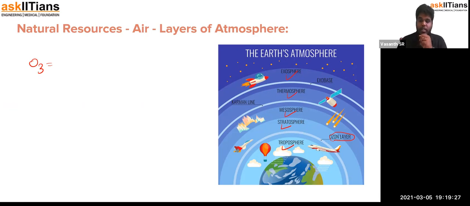So the distance between the Earth and the layers varies from one to another. Based on that, the temperature also varies, the composition varies, and the density of the air varies. So there will be a lot of differences. Okay, this is about the layers of the atmosphere.